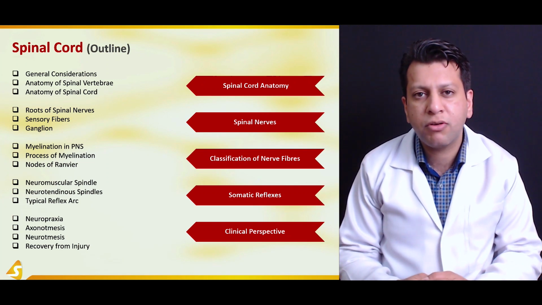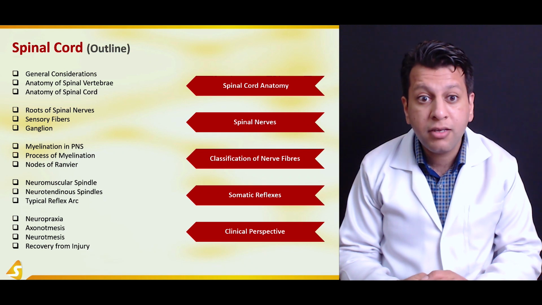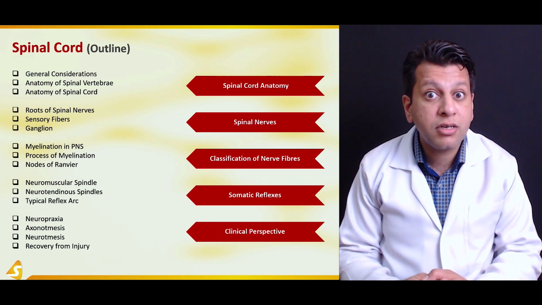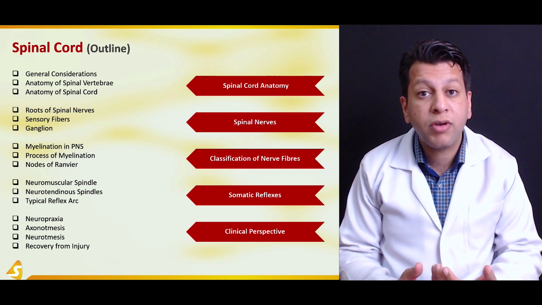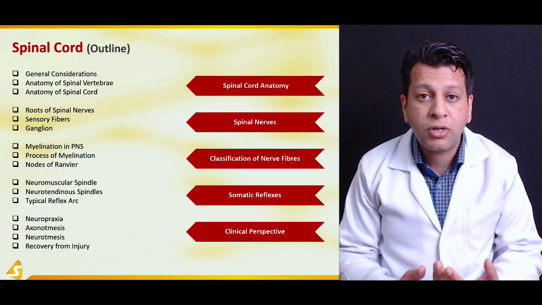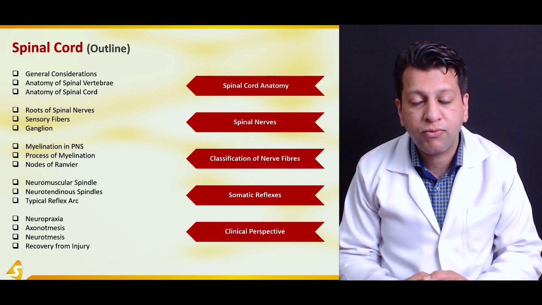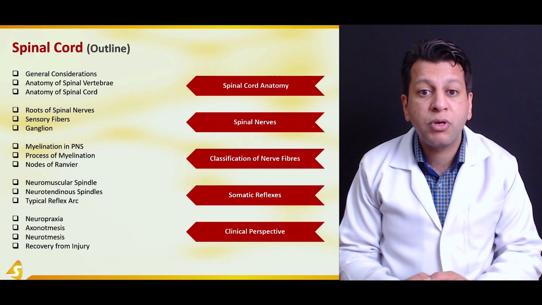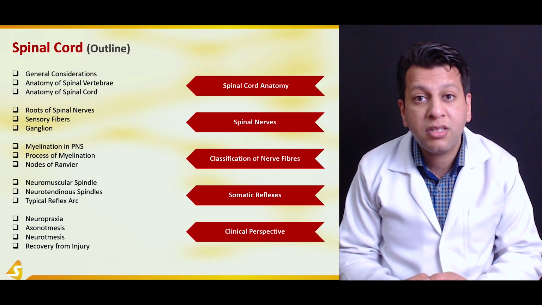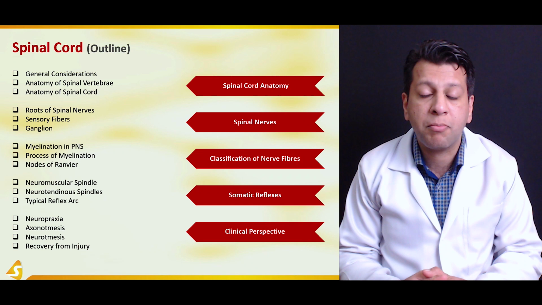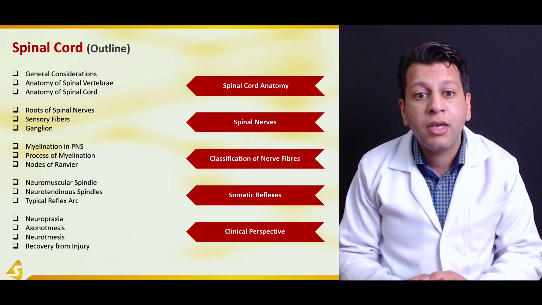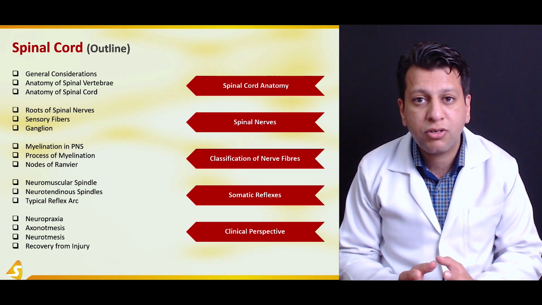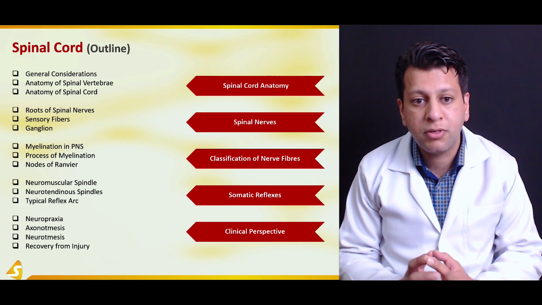In the first section, we will go through spinal cord anatomy, in which we will cover the general consideration of the spinal cord: how many vertebrae there are, how many cervical, thoracic, lumbar, and sacrococcygeal vertebrae are present. Then we will go through the details of these vertebrae, their structures, what the laminae, pedicles, and transverse and spinous processes of a vertebra are, and then the anatomy of the spinal cord, that is, how the cord is actually present inside the vertebral column.